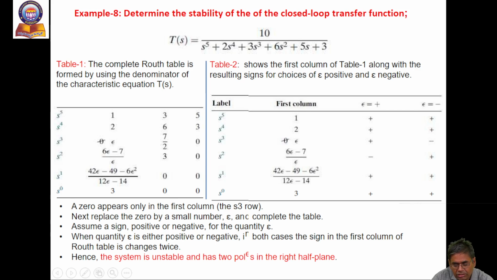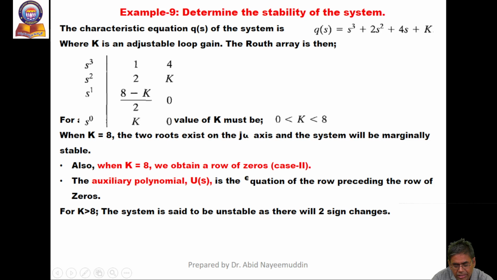This is one more example to determine the stability. Determine the stability and find the range of k. The characteristic equation is s cubed plus 2s squared plus 4s plus k. The s cubed row has coefficients 1, 4, and the s squared row has 2, k. Then calculate the remaining elements: 2 into 4, 8 minus k divided by 2, and k.